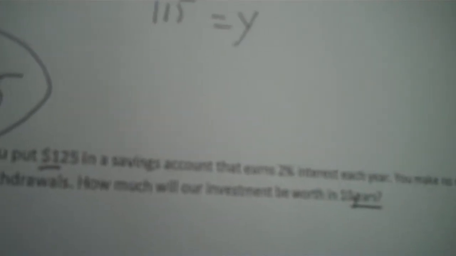You put $125 in a savings account that earns 2% interest each year. You make no deposits or withdrawals. How much will your investment be worth in 10 years? So years and dollars. Years is X, dollars is Y, so the money is a function of X. So per dollars per year.